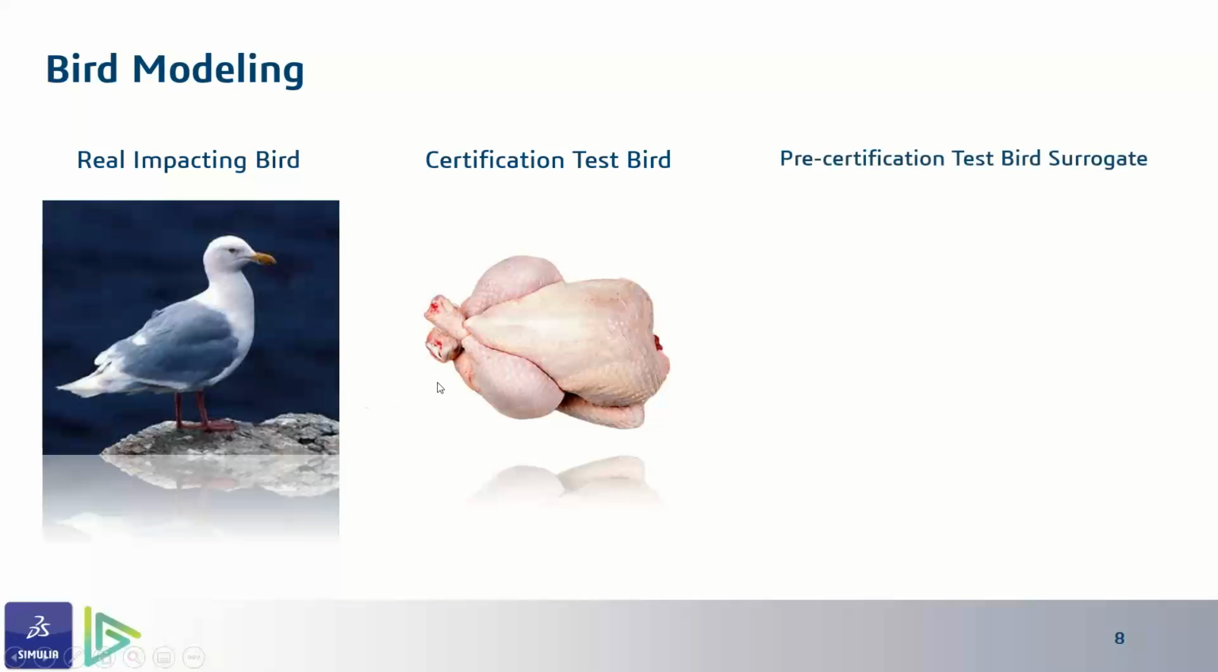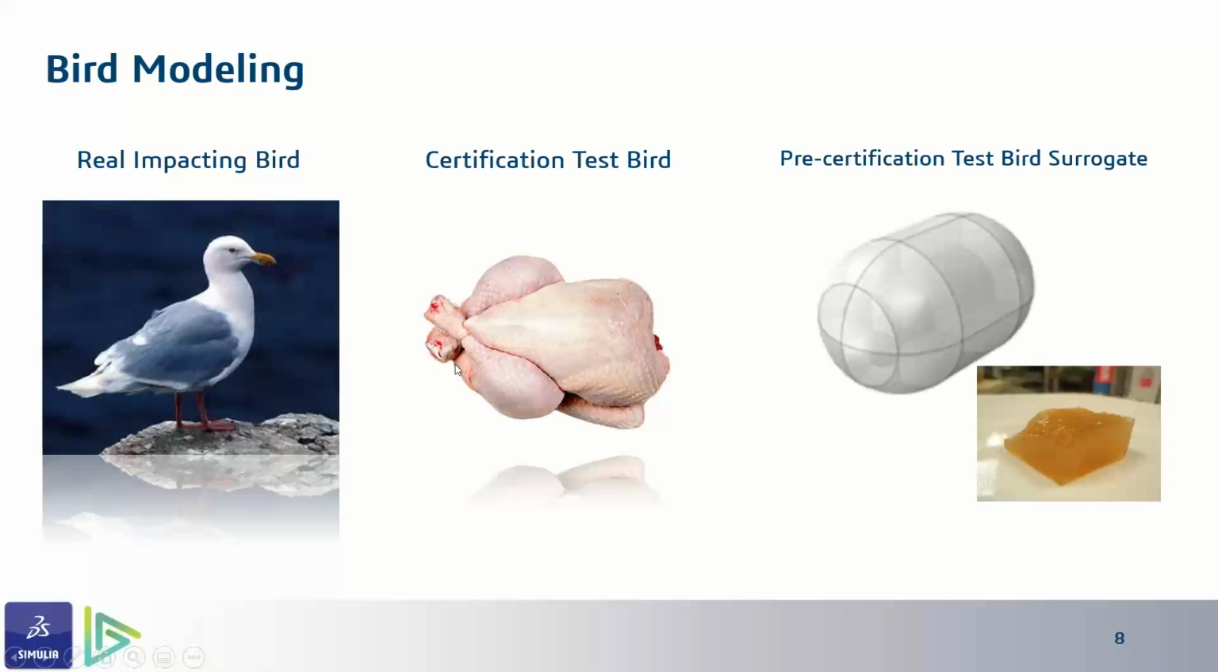And so in certification tests, they actually use a frozen chicken. And on simulations on bird surrogates, we use what we call a cylindrical body with hemispherical caps. And we usually assign gelatin as a material to this shape, because gelatin allows accurate prediction of both the shock, which we call the Hugoniot, and the steady state flow pressures with good accuracy.